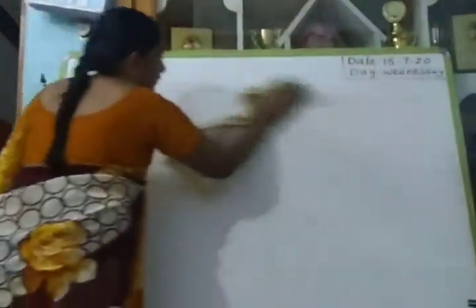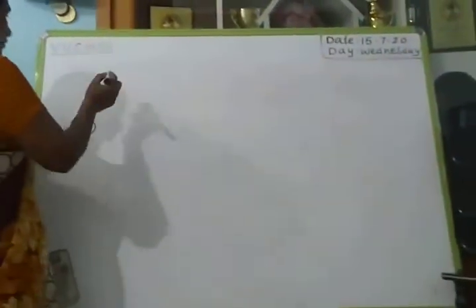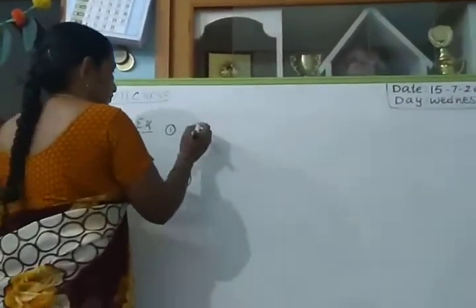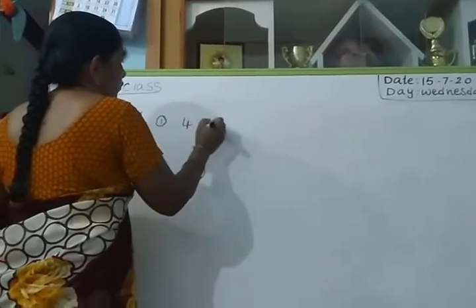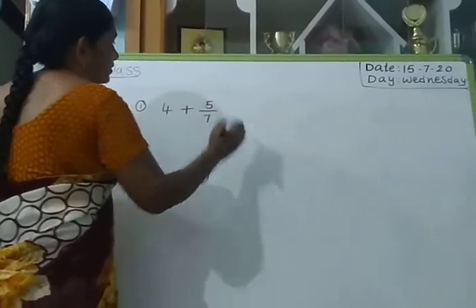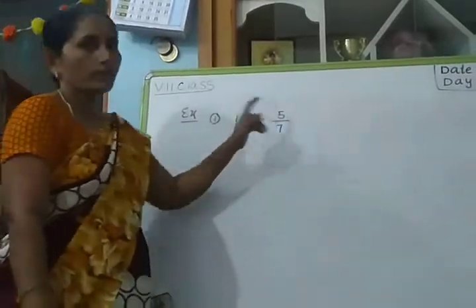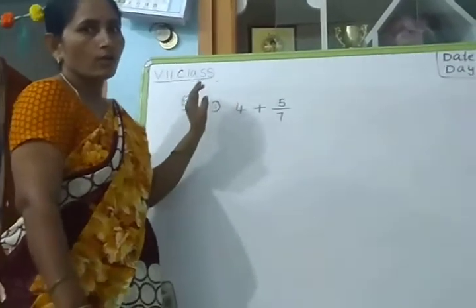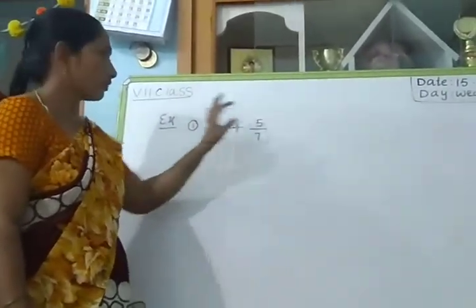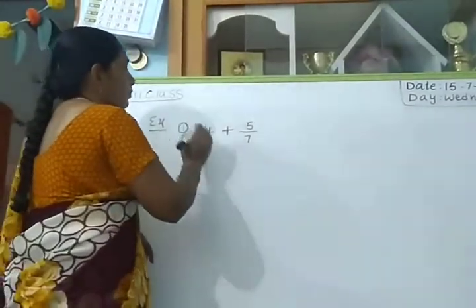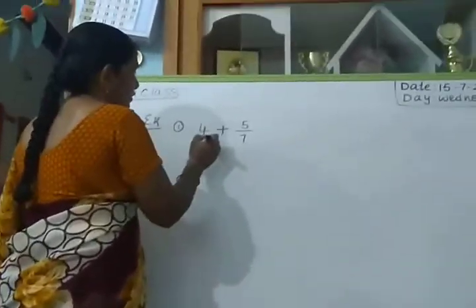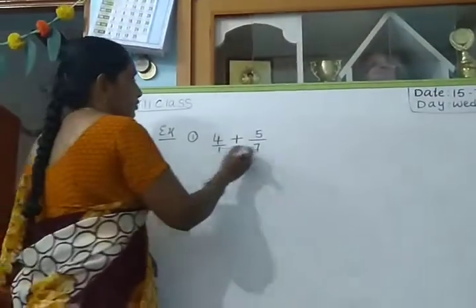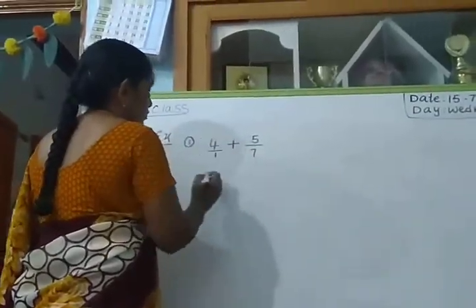Example 1 on addition. 4 plus 5 by 7. Here one whole number and one fraction are given. So how will we add this? The whole number part we always take as numerator, so the denominator is 1. So LCM is 7.